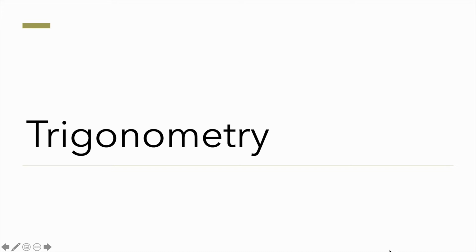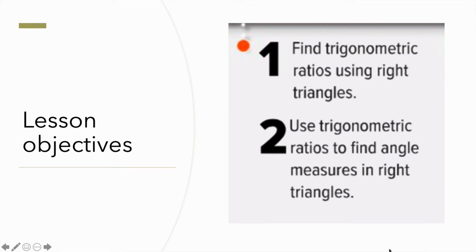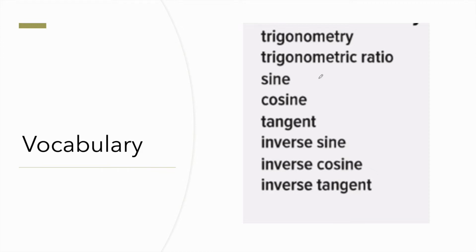In this lesson, we are doing trigonometry. We are going to learn how to find ratios using a triangle. We are going to use trigonometric ratios to find the angle measure in a right triangle. The words that we need to know by the end of the lesson are trigonometry, trigonometric ratio, sine, cosine, tangent, and then the inverse of sine, inverse cos, and inverse tangent.